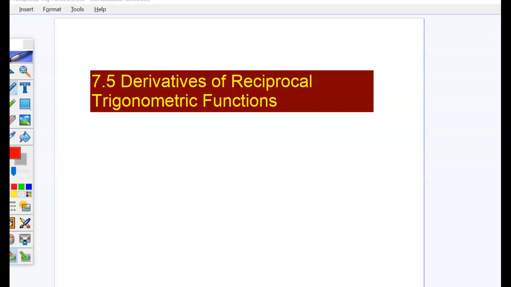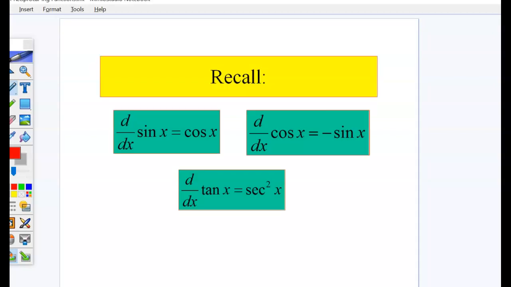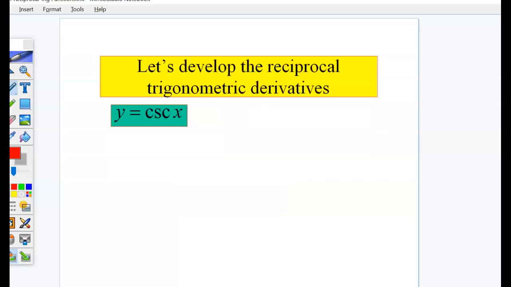In section 7.5, we're going to look at derivatives of reciprocal trigonometric functions. Last section, we learned that the derivative of sine is cos, the derivative of cos is negative sine, and the derivative of tangent is secant squared x. So let's develop the reciprocal trigonometric derivatives.